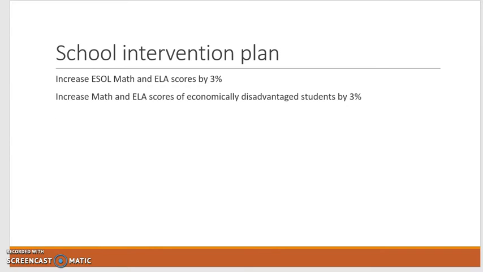According to the school intervention plan at Griffin Middle School, the goal was to increase ESOL math and ELA scores by 3%, as well as increase math and ELA scores by economically disadvantaged students by 3%.